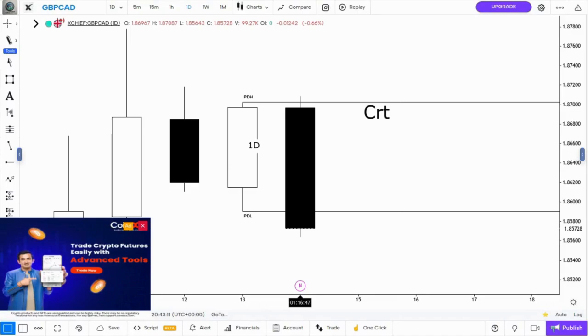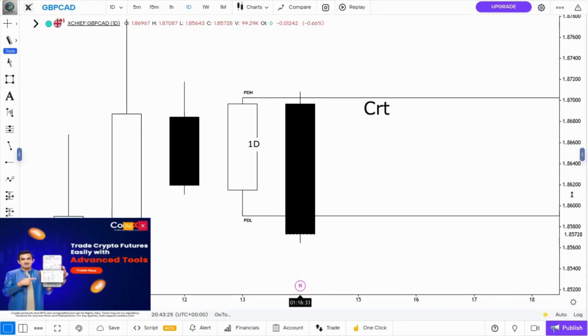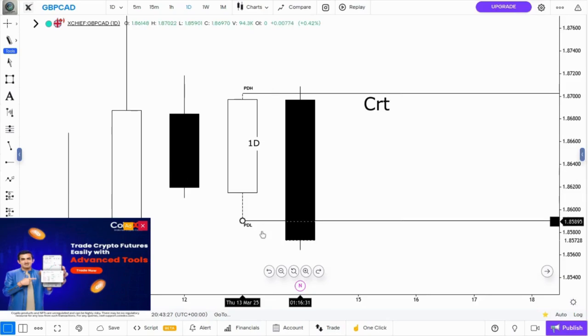Today in this video, I'm going to be showing you guys how to trade the CRT model. So quickly, I identify the previous high and the low of the previous daily candle. So let's go to the backtest to show you how it works.